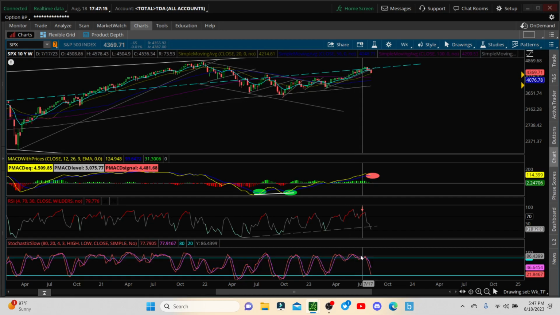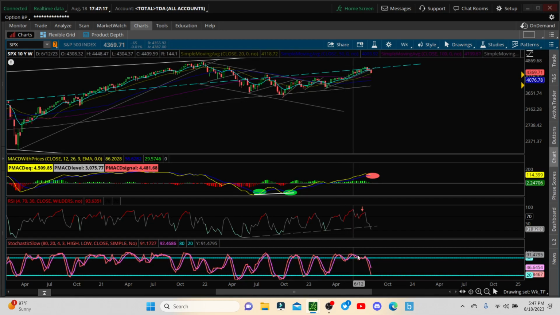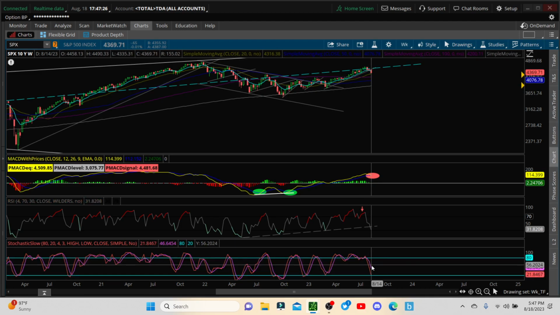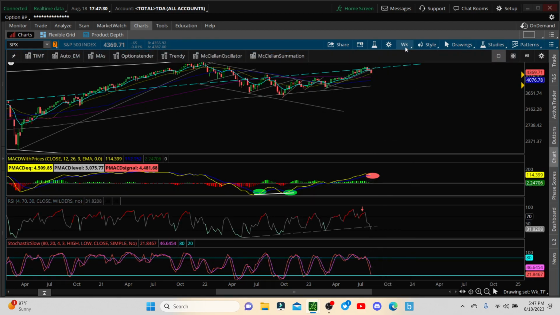All right, so same thing on the stochastic here. You had that sell signal. You had the bearish divergence. We crossed over this 80 line. That was our sell signal on the weekly time frame, and so we got our continuation there.